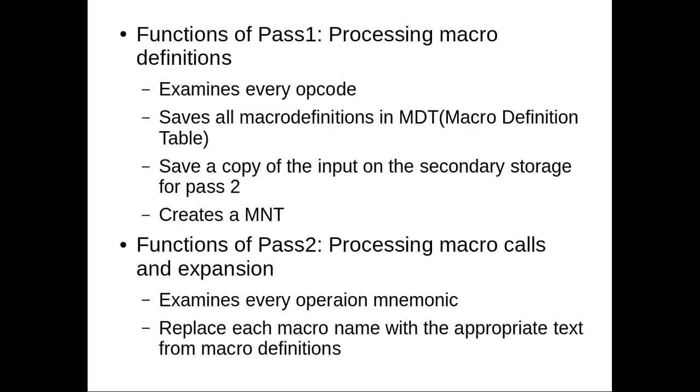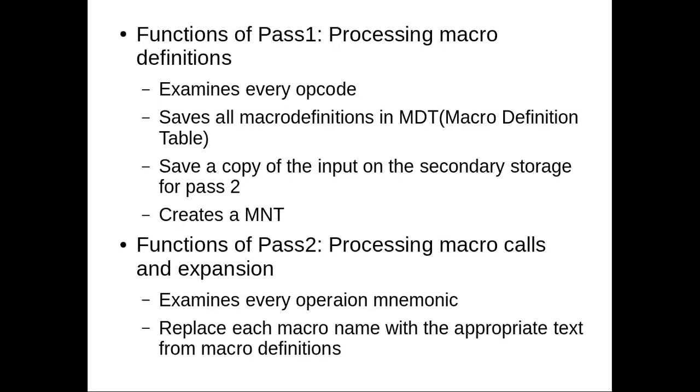Then what are the functions of pass 2? Pass 2 will check for the occurrence of the macro names, that is, it will check for the macro calls. For each macro call, it takes the corresponding macro definition and substitutes it. So that is nothing but checking for the macro call and expanding it with the corresponding macro expansion. These are the basic functions of pass 1 and pass 2.